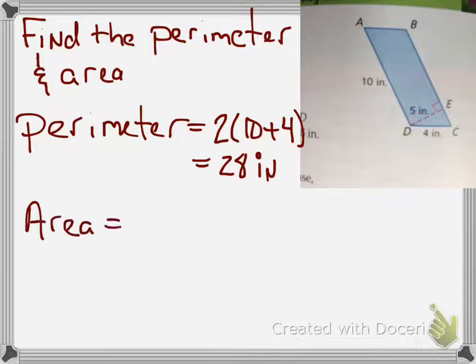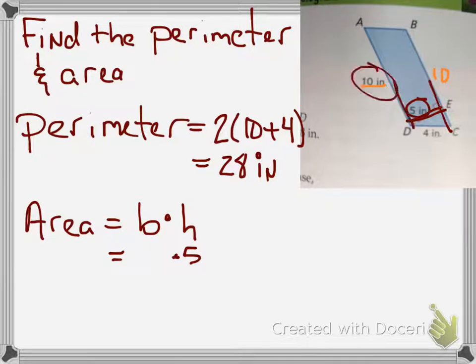Now area is base times height. Obviously the height is that line that's inside, so that's 5. But what is the base? What is the side that it connects to? It connects to the 10 inches, because if this side is 10 right here, this side is also 10. So the base is 10 inches. 10 times 5 is 50, so 50 inches squared. Fairly simple, right?